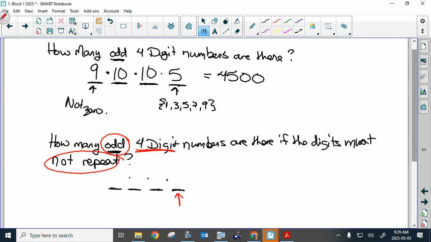It's still 5. Okay, so we're pulling from the set of 1, 3, 5, 7, and 9. Right? How many options do I have here now? Do you guys see the 8? It can't be 0, but it also can't be this digit. It's got to be 8, right? Okay. Now what goes right here in this spot?